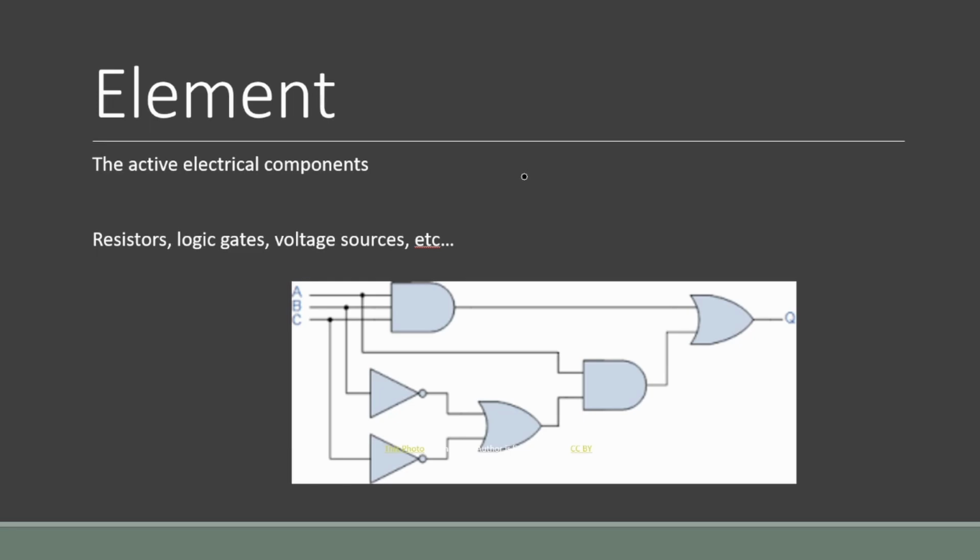Let's talk about elements. An element is the active electrical component of any kind of circuit, whether that's resistors, logic gates as shown below, voltage sources, capacitors, inductors, whatever it might be. So down here, we have an AND gate. These are both NOT gates. That's an OR gate, that's another AND gate, and that's another OR gate. Every one of those is an element. A, B, and C over here are not elements, they're inputs, and Q over here is an output. But remember, the elements are these gates.